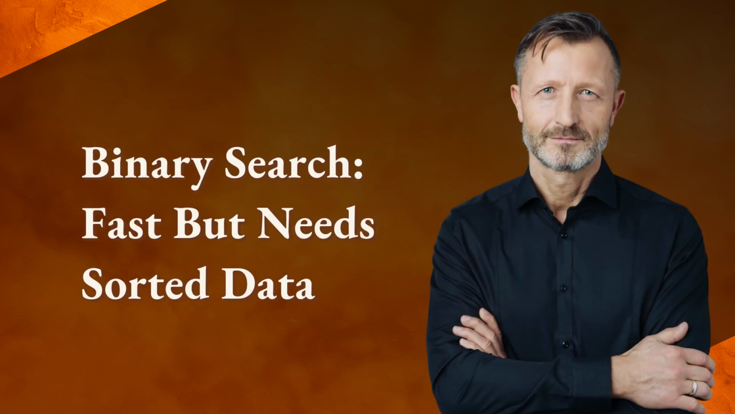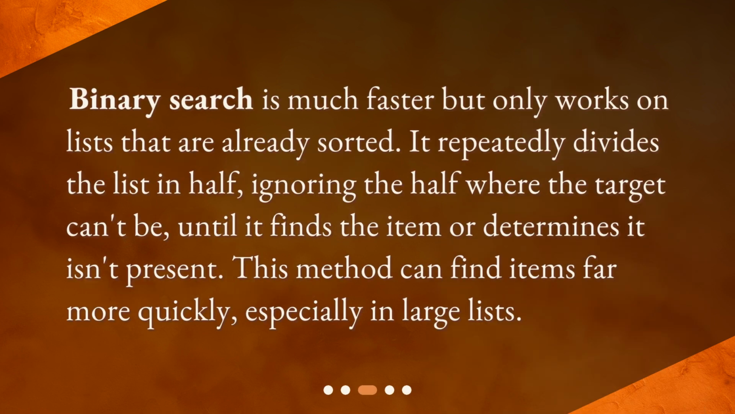Binary search, fast but needs sorted data. Binary search is much faster but only works on lists that are already sorted. It repeatedly divides the list in half, ignoring the half where the target can't be, until it finds the item or determines it isn't present. This method can find items far more quickly, especially in large lists.